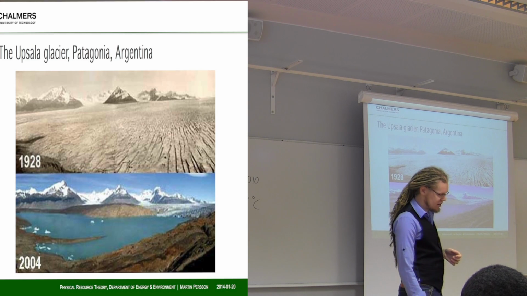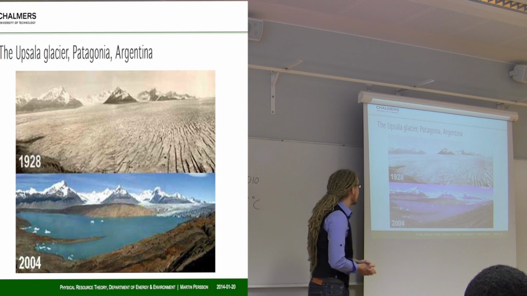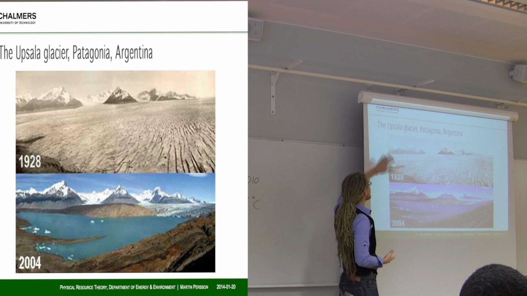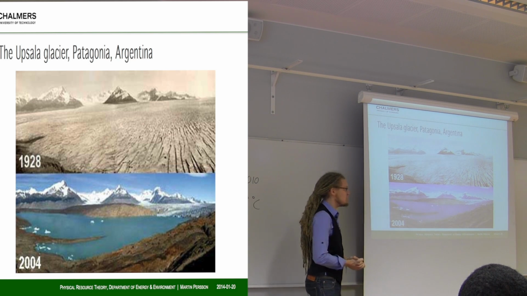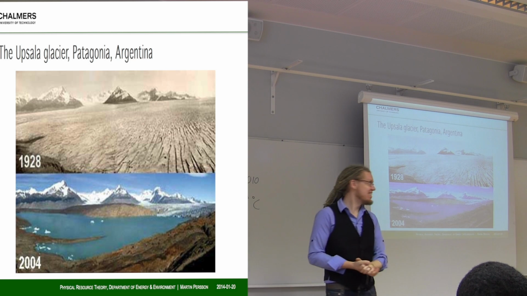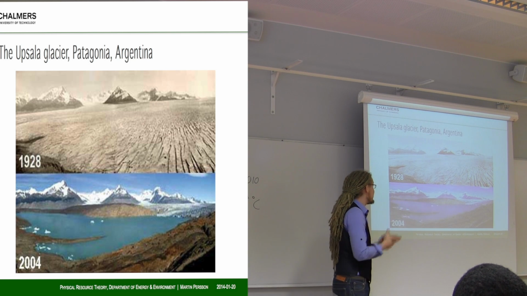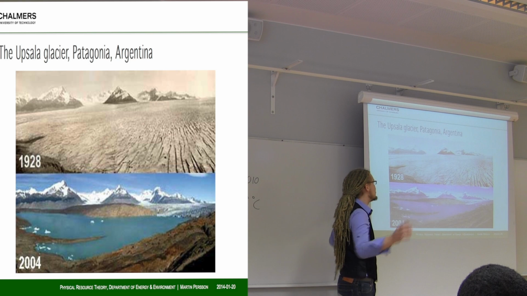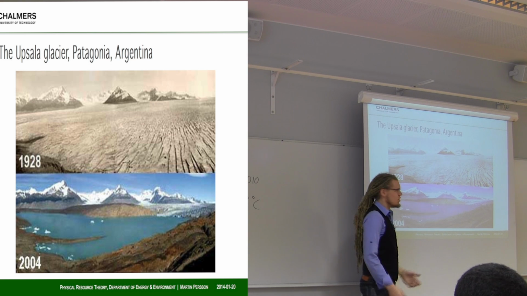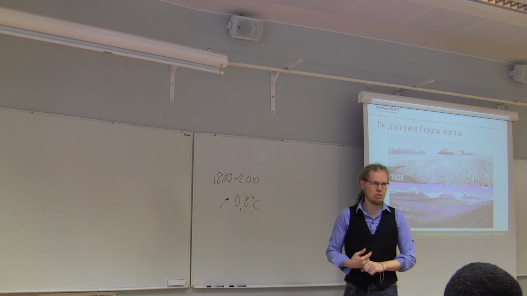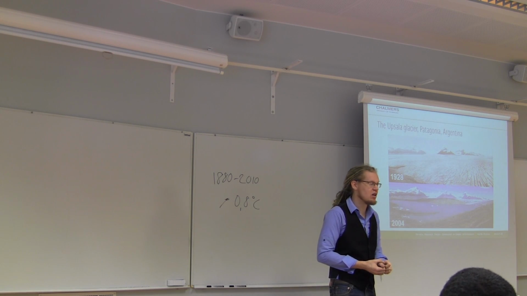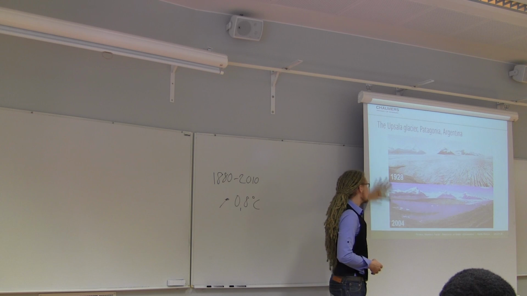This is another glacier in Argentina, in Patagonia. And I always forget to look up why it's called the Uppsala Glacier. I guess there was somebody from Sweden who went there and found it the first time. Picture from 1928 and 2004. And again, huge ice masses that disappear. There are some places on the planet where you actually see glaciers increasing because you see more precipitation, but almost everywhere you see loss of glaciers.